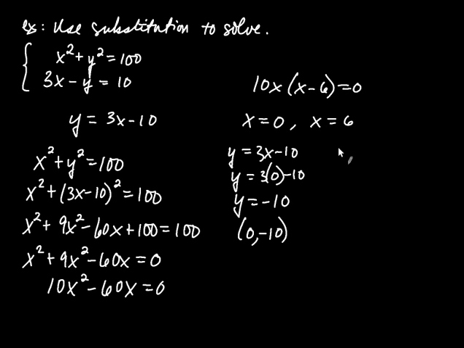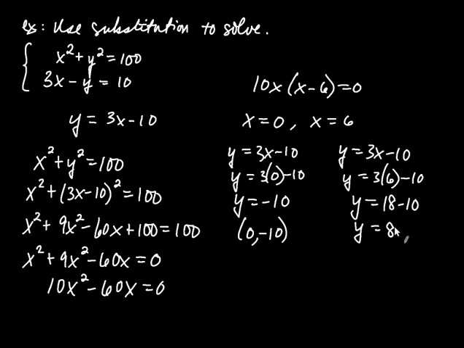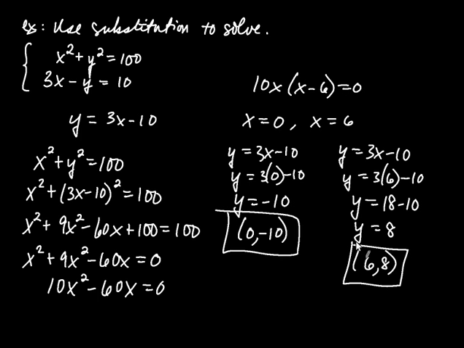And when x is 6, we have y is 3x minus 10, so y is equal to 3 times 6 minus 10. So y is equal to 18 minus 10, so y would be 8, yielding the point (6, 8). So the x-coordinate is inherited from whichever part you're working with. So you have 2 points, right? (0, negative 10) and (6, 8). Now these theoretically are the places where these two curves intersect. Let's go ahead and take a look at that now.